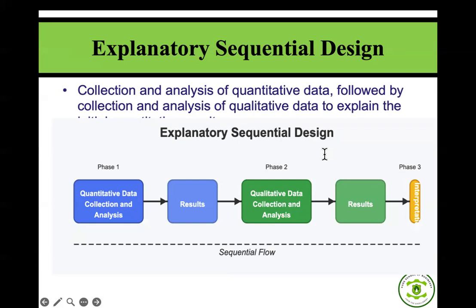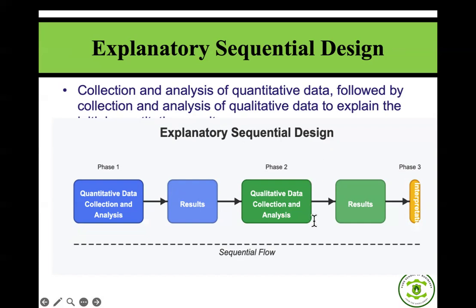where quantitative data collection and analysis is conducted first. And this is followed by qualitative methods that will help you explain the initial quantitative results. The diagram clearly shows this progression through three distinct phases.